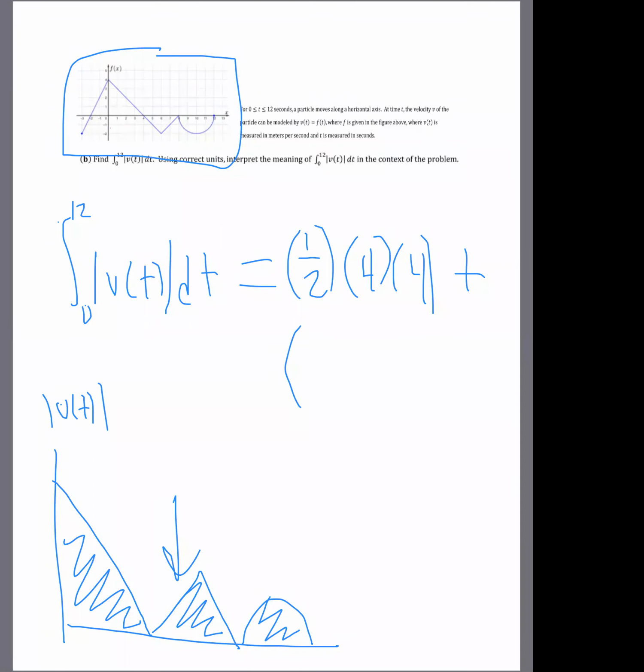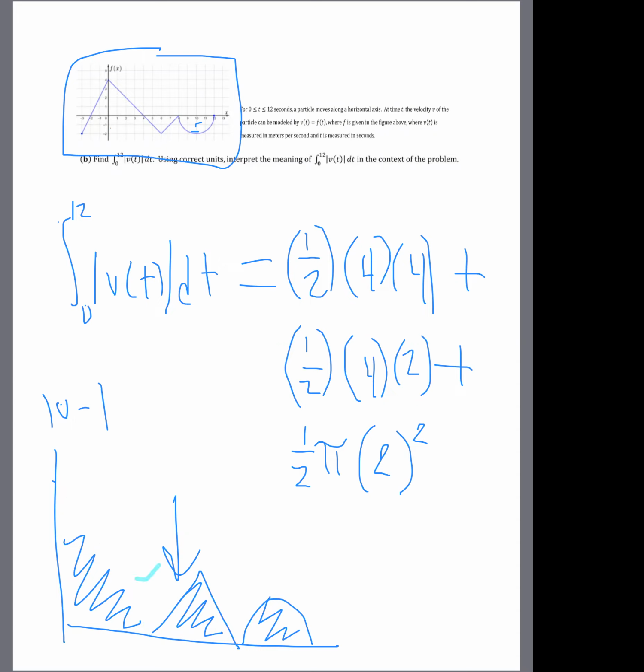That's a base of, what's the 1/2? A base of 4, and then that's a height of 2, plus a semicircle, which means that there's a 1/2, because it's half of a circle, pi r squared. And our r, it looks like it's 1 unit, 2 units, so it's 2. And then all we would have to do is just add those up.